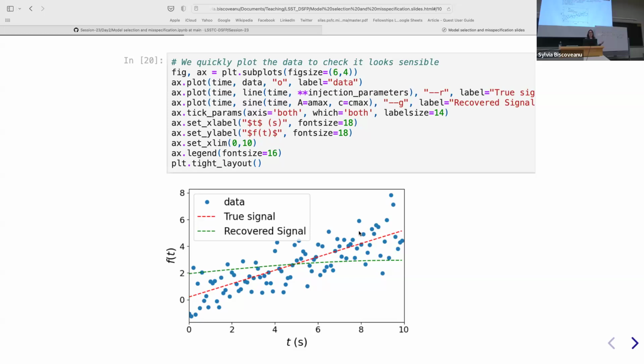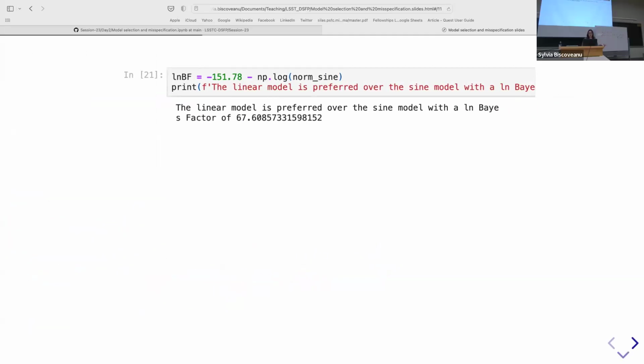And so we should expect that our Bayes factors are going to find a strong statistical preference for the linear model. Okay, and so we can calculate it, and we find that the linear model is preferred over the sine model with a log Bayes factor of 67. Again, this is working in log space, so this is a really, really significant statistical preference for our linear model. Okay, any questions before we go on to a slightly more complicated example?